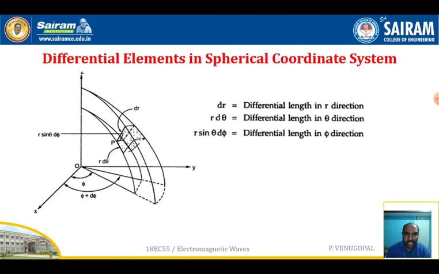dr is the differential length in the r direction. r d theta is the differential length in the theta direction. r sin theta d phi is the differential length in the phi direction. So if you know this, we can easily write the length of the vector, and also the magnitude of the vector length, and also we can write the differential surface element, and also the differential volume expressions. These three are very, very important.